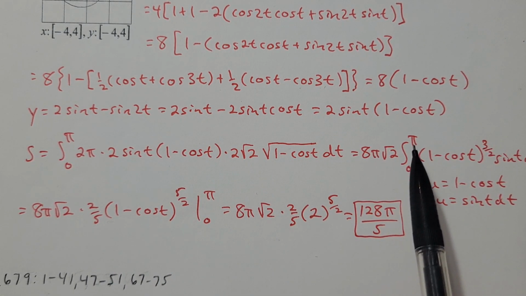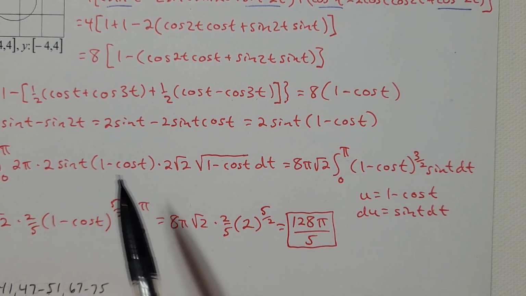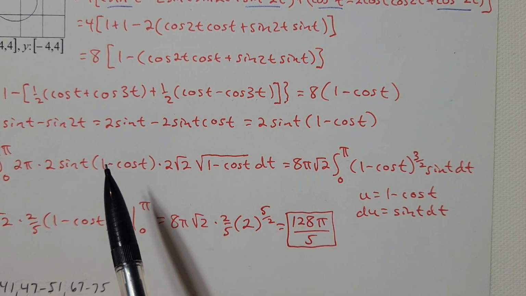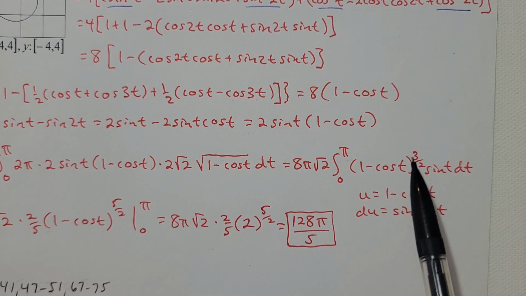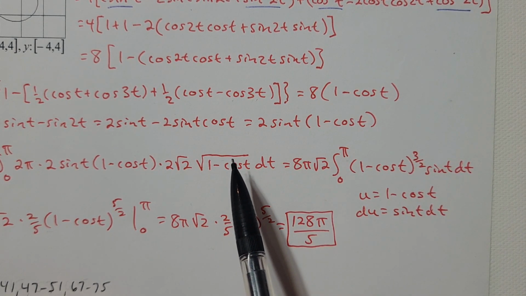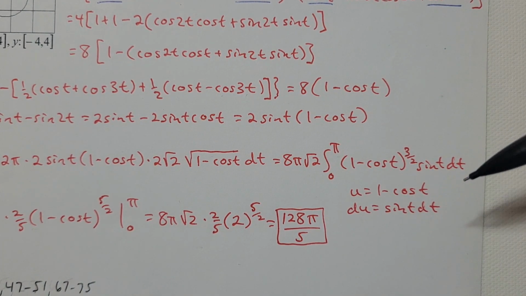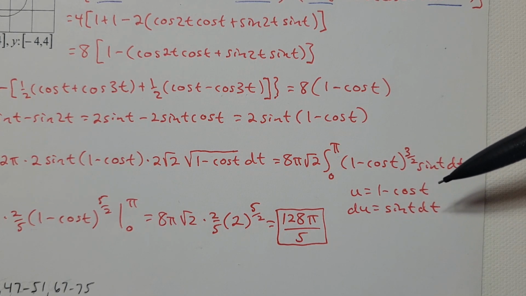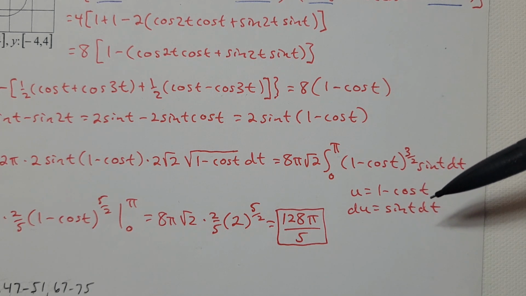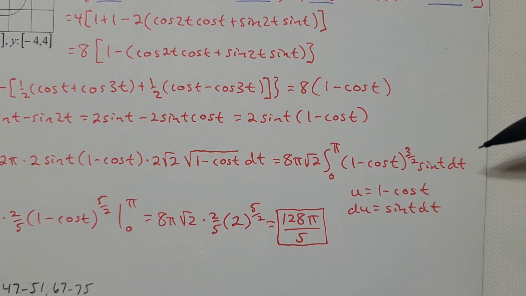And times the integral going from 0 to pi of sine t times 1 minus cosine t times the square root of 1 minus cosine t. That'd be 1 minus cosine t to the 3 halves. Keep the base and add the powers. What I'm doing is setting myself up for a u substitution. If I let u be equal to 1 minus cosine t, du is sine t dt, and I've got a sine t dt at the end of this integral. I'll be able to knock out that part.